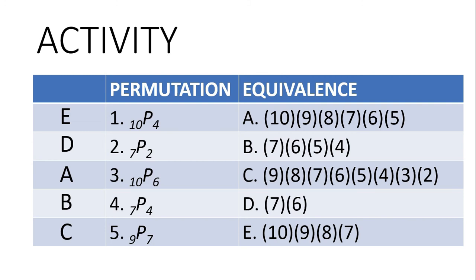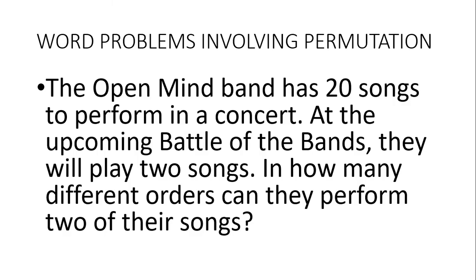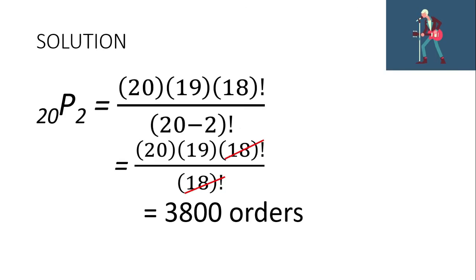For the last part of this video, let us have a word problem to solve. The Open Mind Band has 20 songs to perform in a concert. At the upcoming Battle of the Bands, they will play 2 songs. In how many different orders can they perform 2 of their songs? You can pause this video to answer these at your own pace. Let's now have the answer. The answer is 3,800 orders.